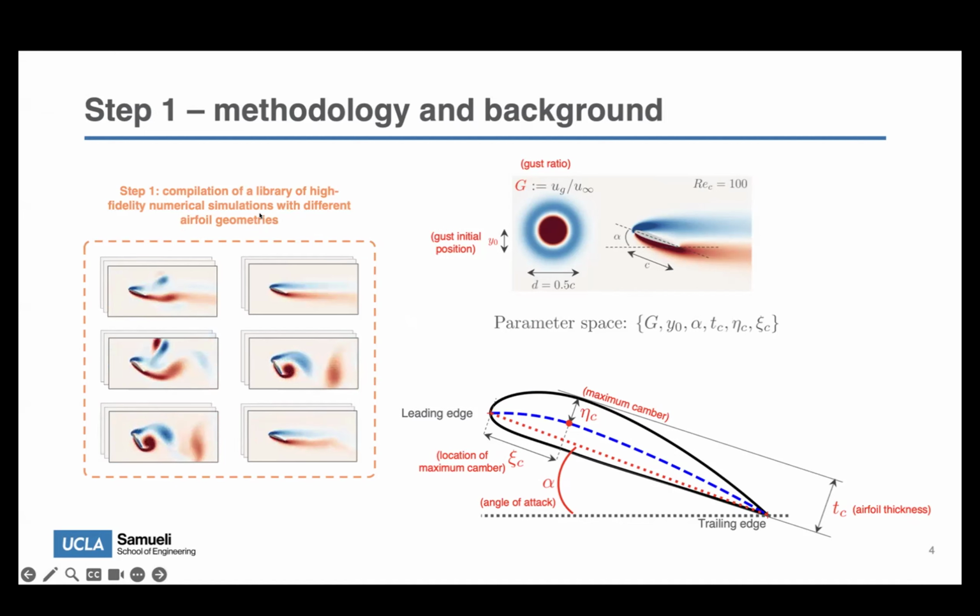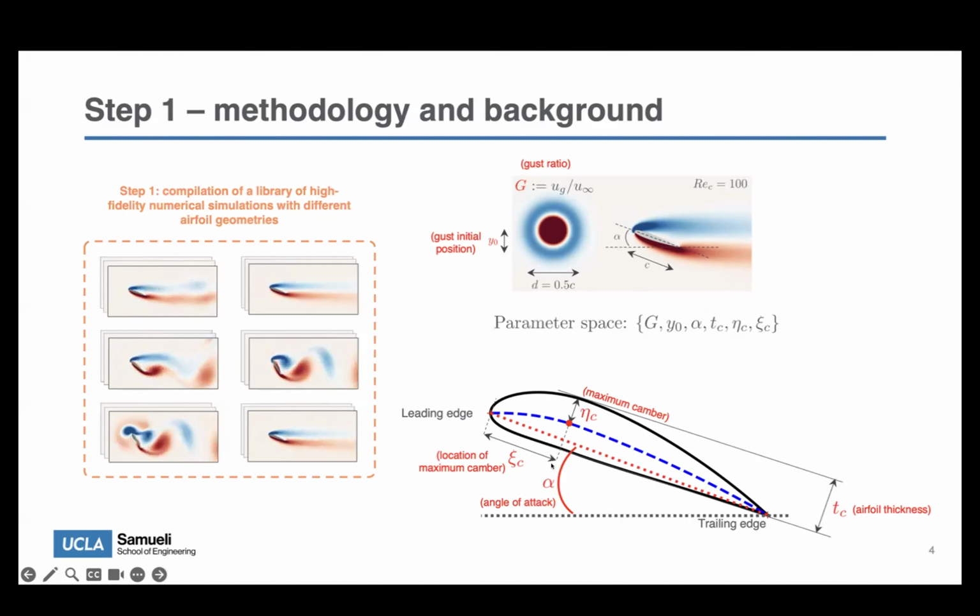But the idea is that we create a library with high fidelity simulations with different airfoils. And so our parameter space is big. It's 6 parameters. The first 3 are external conditions. The way we generate these unsteady conditions is by throwing a vortical gust. It's a vortex, where we can adjust the strength of this vortex, which we call the gust ratio G. We can adjust the initial position of this gust, which is also very relevant, and the angle of attack of the airfoil, which is the angle between the chord of the airfoil and the oncoming flow.